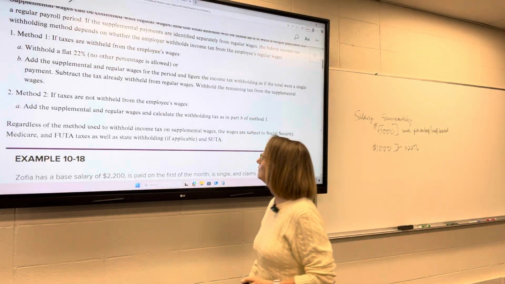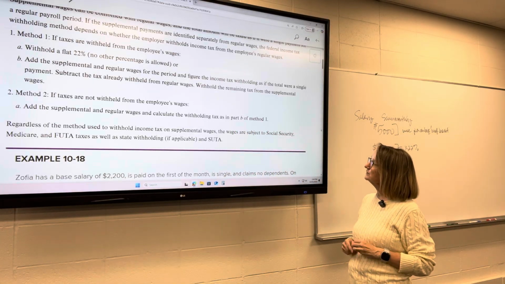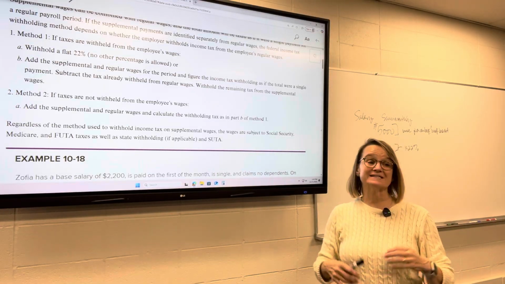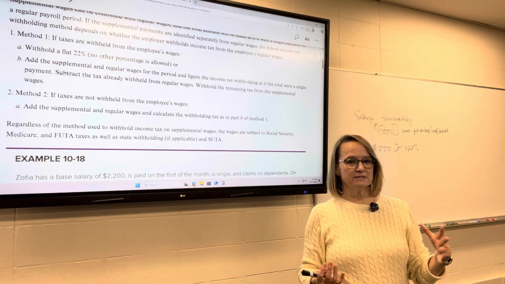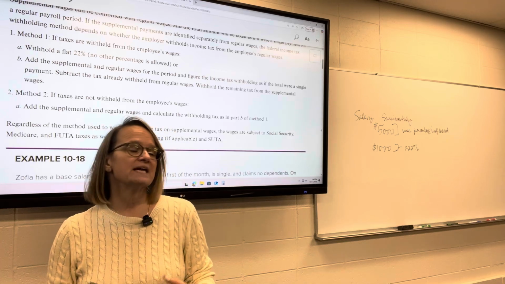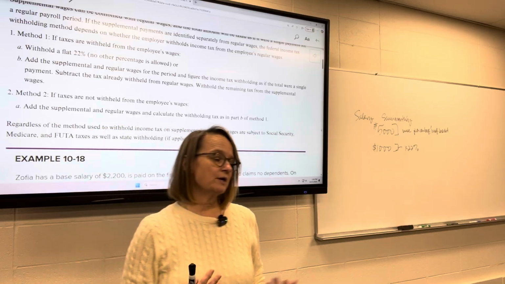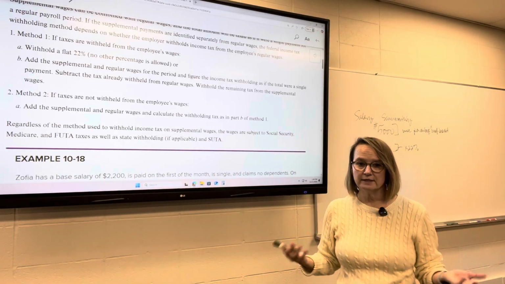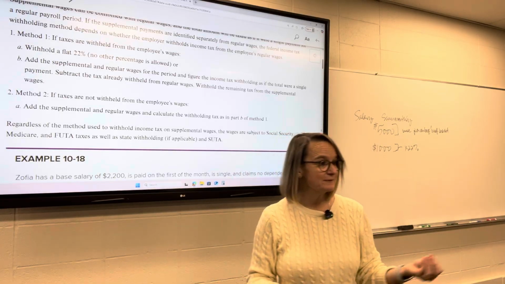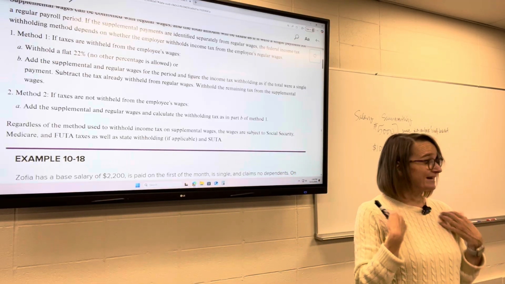If taxes are not withheld from the employee's wages, you add the supplemental and regular wages and calculate the withholding as in Part B. So for example, if it's supplemental wages, but it's not a cash amount. Say your company pays for your country club membership, and the country club membership is $2,000 a year. Well, the country club membership is a taxable fringe benefit. It has to be added into your W-2 wages. That's going to be taxable to you. You're going to pay tax on it, but you're not getting cash for it.